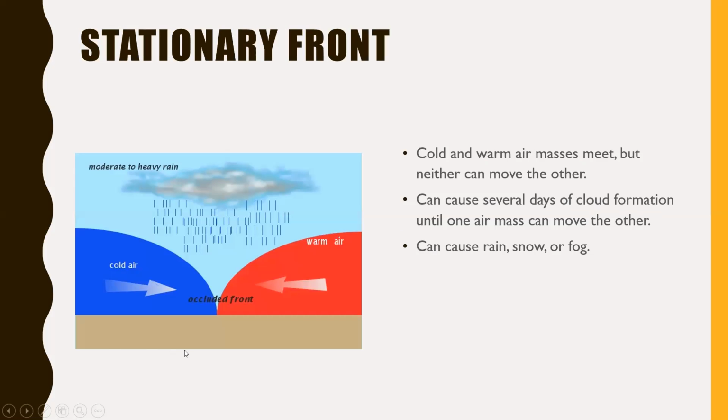Then you have a stationary front. So think of this like an old Western standoff. Okay, so you have a cold air mass that meets a warm air mass, but neither of them is strong enough or moving fast enough to move past each other or move the other one out of the way. So again, you're going to get cloud formation because of the different heating and cooling of the air. And you're going to get things like rain, snow, and fog.